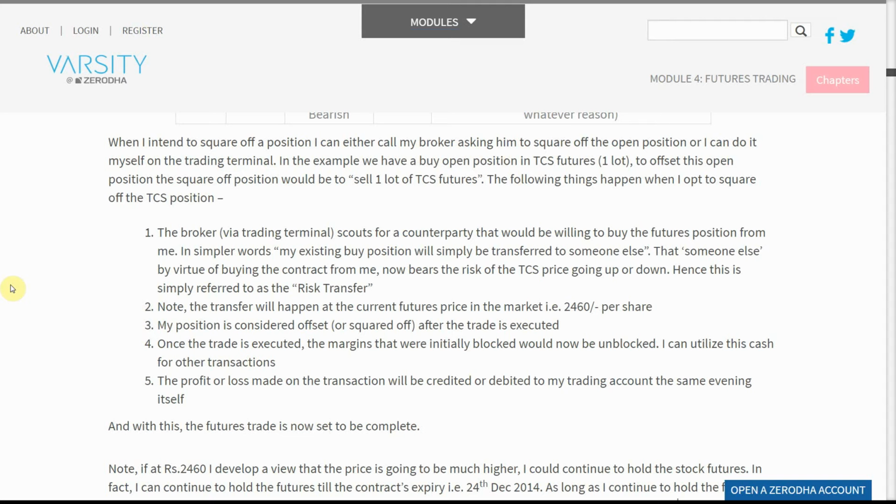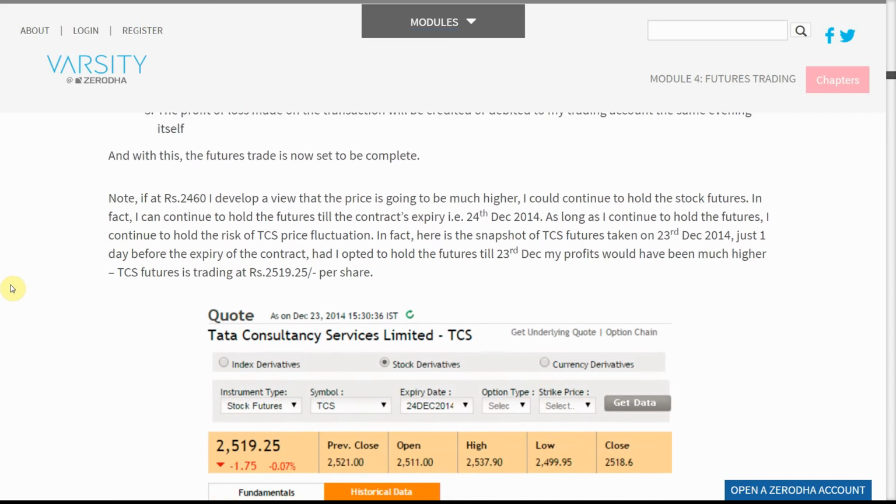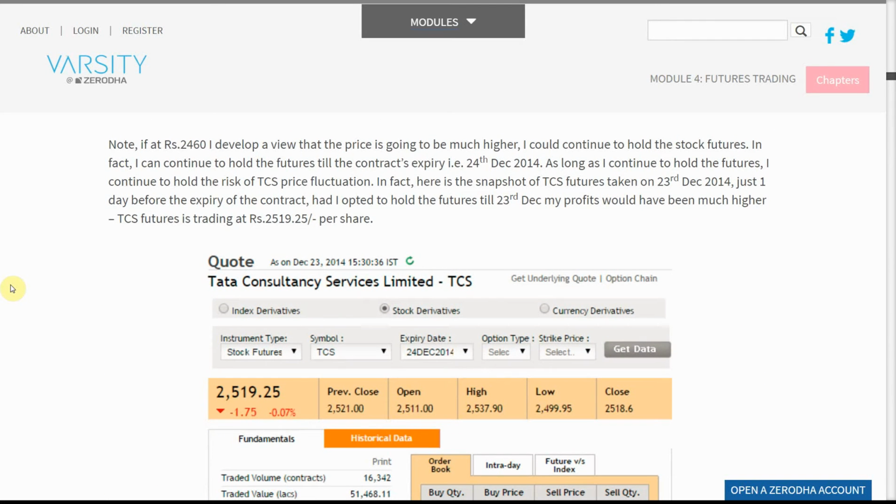The profit or loss made on the transaction will be credited or debited to my trading account the same evening itself. And with this, the futures trade is now set to be complete. Note: if at 2,460 rupees I develop a view that the price is going to be much higher, I could continue to hold the stock futures. In fact, I can continue to hold the futures till the contract's expiry, i.e. the 24th of December 2014.